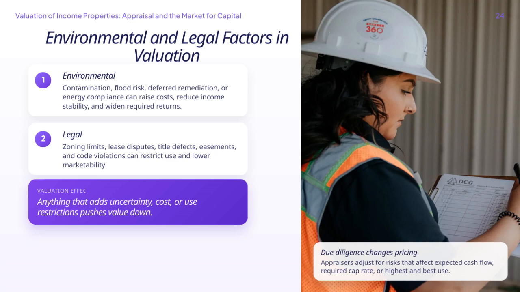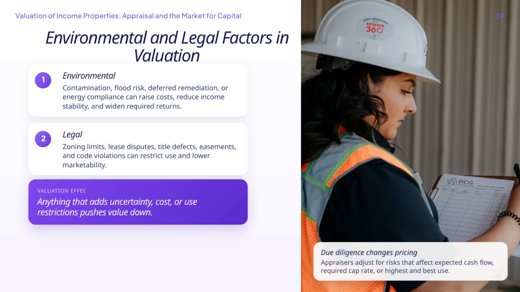That's why due diligence is critical. It changes pricing by helping appraisers assess the risks accurately. Appraisers incorporate these risks into their valuation by adjusting expected cash flow, the required capitalization rate, or even the highest and best use of the property. Understanding these adjustments is key when valuing income properties because they directly influence how both appraisers and the market respond to risks and opportunities.